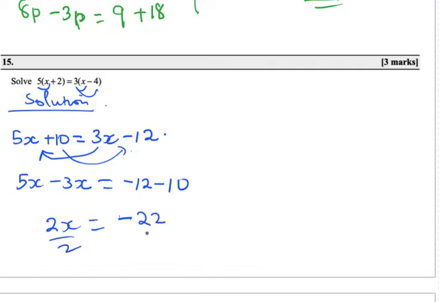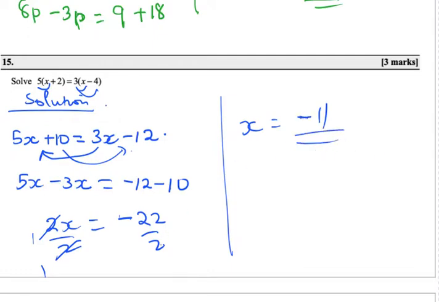Divide by 2 because it is bound with the x by multiplication, that cancels out. So x becomes negative 11. Negative 22 divided by 2 is negative 11.